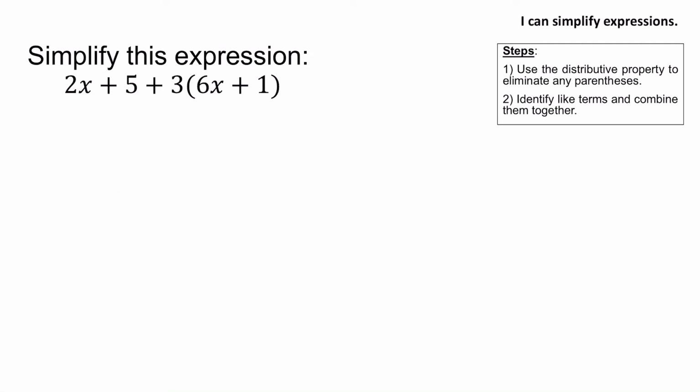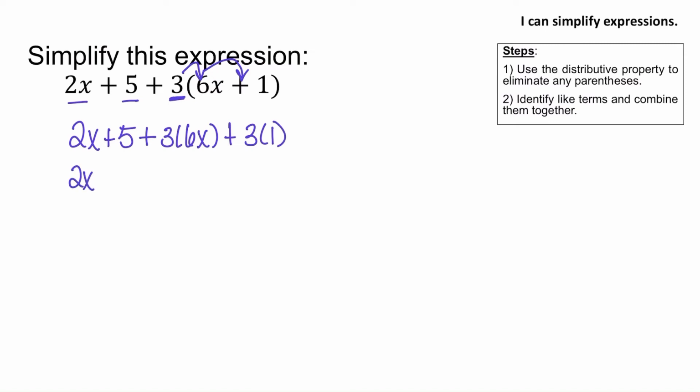So now let's try simplifying this expression, 2x plus 5 plus 3 times 6x plus 1. So I'm going to start off always with my distributive property. And remember, you have to be careful. The distributive property means that only the factor that's right in front of the parentheses is going to distribute. We're just going to leave this 2x and 5 alone. Okay, so only the number that's written right next to the parentheses is what's going to distribute. So I'm going to have 2x plus 5 plus 3 times 6x plus 3 times 1.